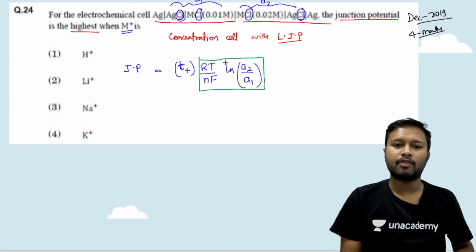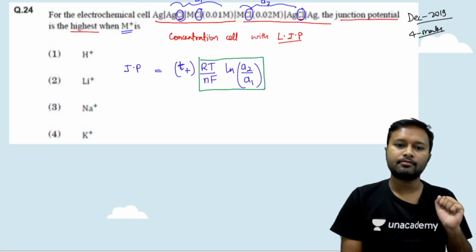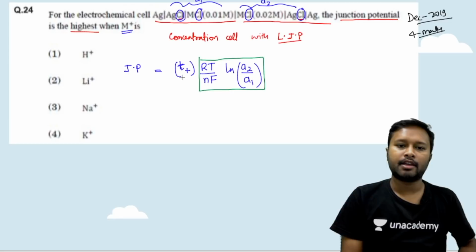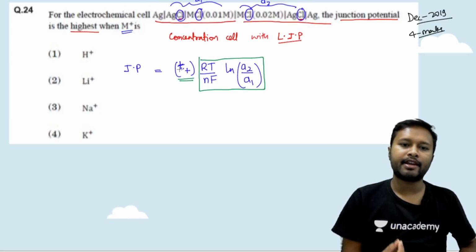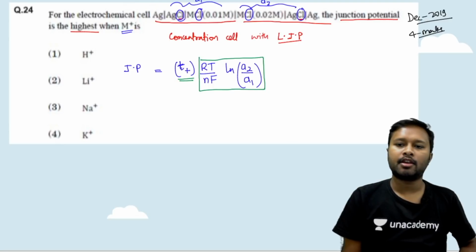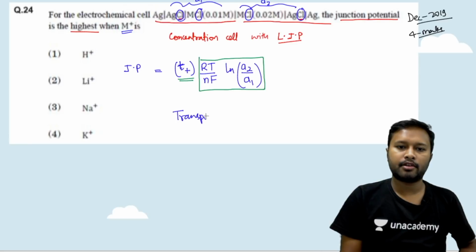Okay, and then you have A2 and A1, these values are already given and fixed, 0.02 and 0.01. What varies over here is your transport number. This transport number is going to decide the liquid junction potential. The transport number depends upon the mobility of the ion.